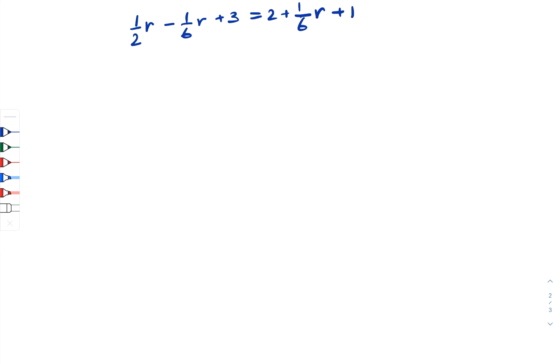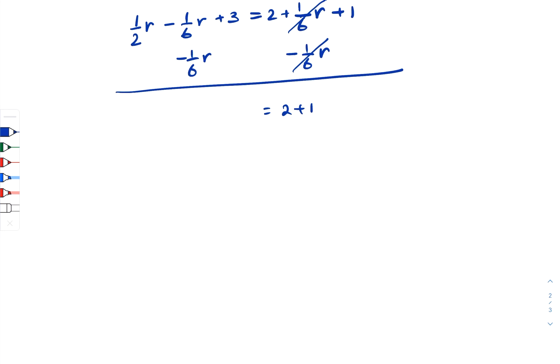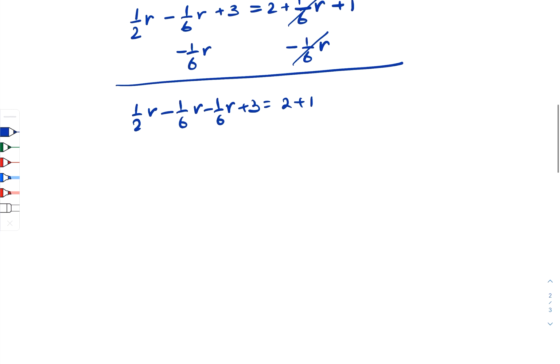So I'm going to take the positive 1/6 r, I'm going to bring it over to the left hand side, okay? So how do I do that? I subtract 1/6 r from both sides first. So when I do that, I'm left with 2 plus 1 on the right hand side, and then the left hand side becomes 1/2 r minus 1/6 r minus 1/6 r plus 3, okay? And so now notice carefully, the right hand side becomes 3.